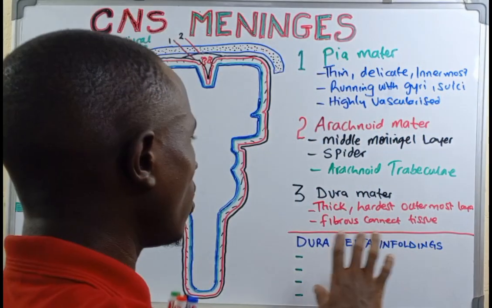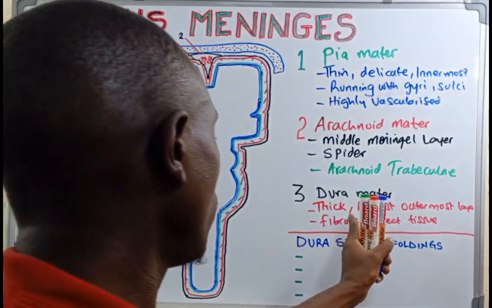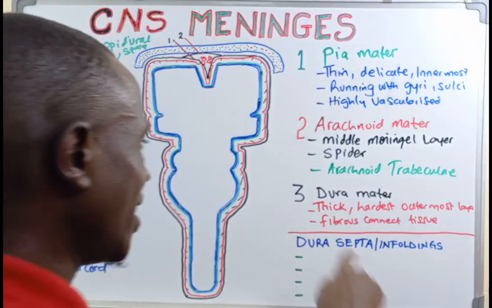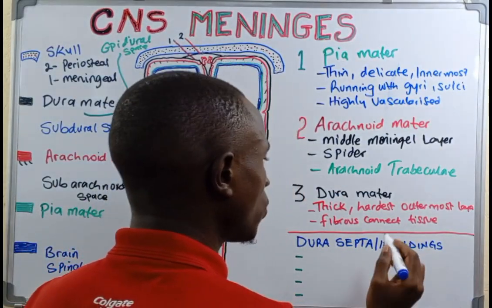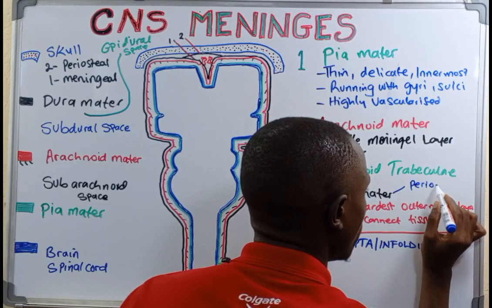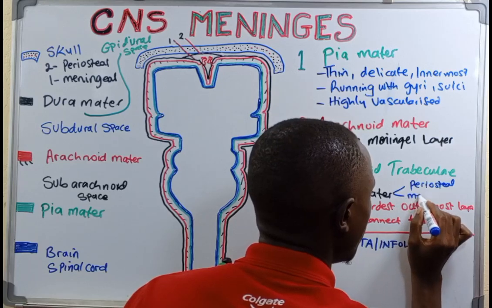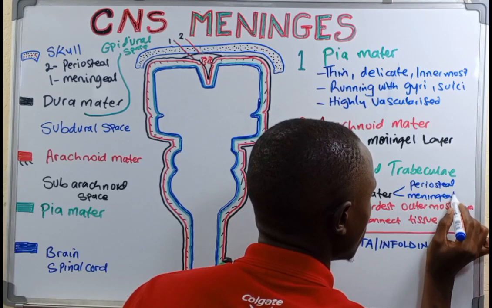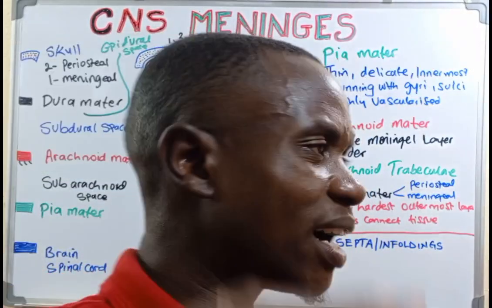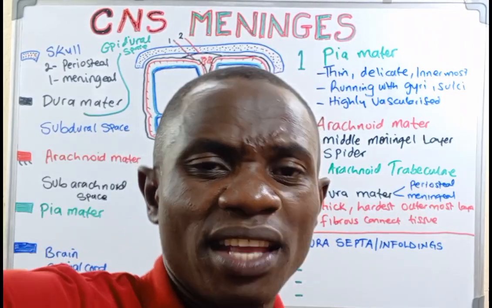So we're going to be having a lot of what we call the dura infoldings, and they are going to be made of the dura mater. And of course, don't forget that the dura mater is going to have two layers: the periosteal layer and the meningeal layer. We said that the periosteal layer is going to be clinging on the skull, while the meningeal layer is the one that makes the dura infolding.